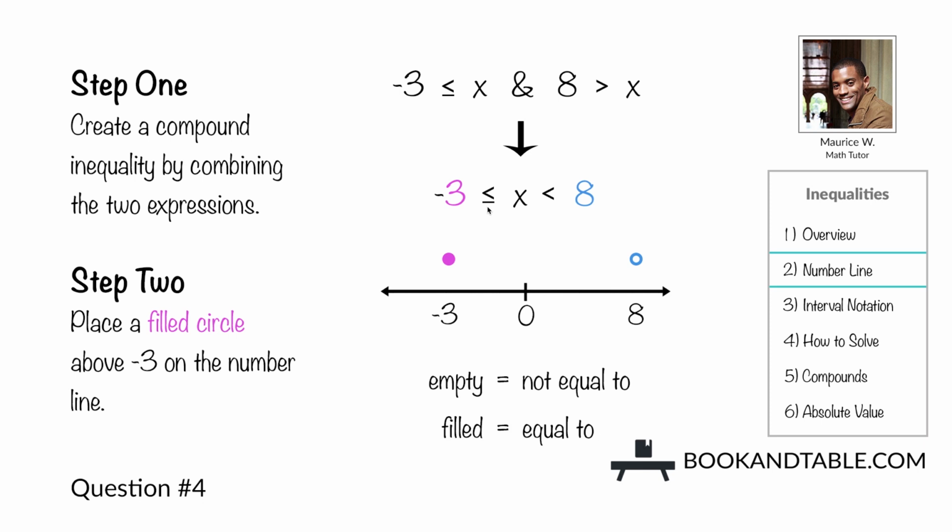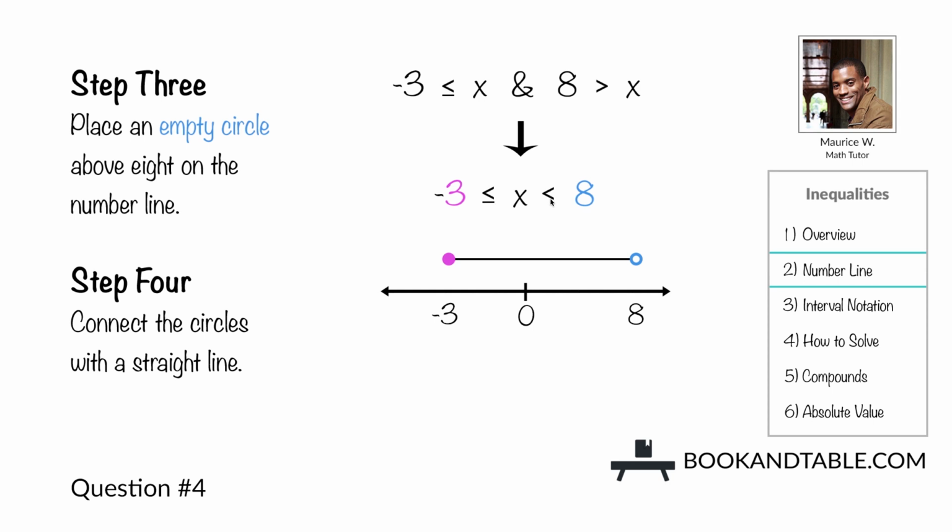So step 2 in this case, place a filled circle above -3 on the number line. It is filled since it can equal. Step 3, place an empty circle above 8 on the number line. Since x is less than 8, it cannot be filled since it cannot equal 8. And then the last step, step 4, connect the circles with a straight line. So this would be the answer to question number 4.